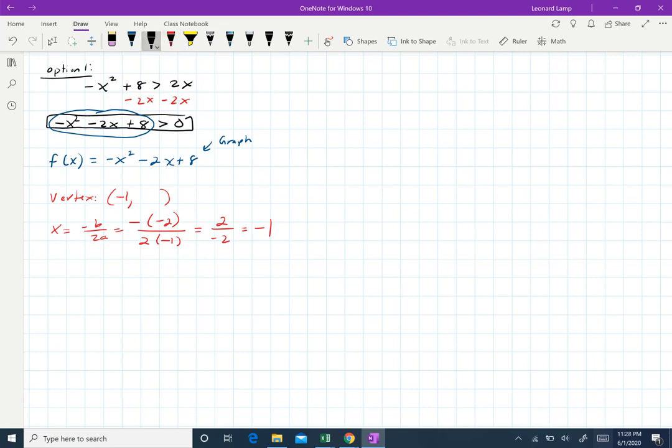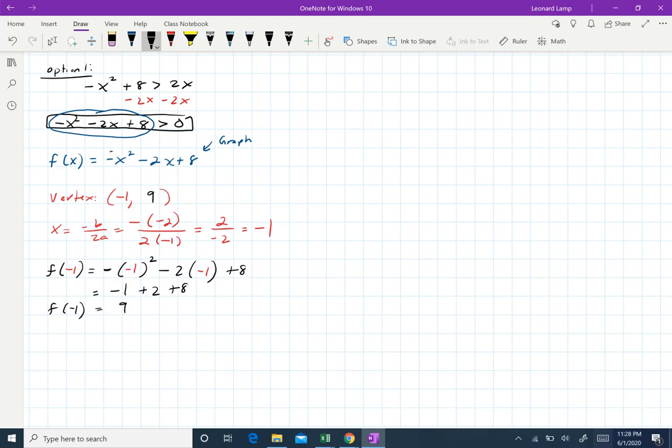Again, to find the y value of the vertex, we're just substituting in negative 1 for all of our x values. So we have negative x squared minus 2 times x plus 8. Simplifying this, negative 1 squared is positive 1, but this negative is chilling on the outside here. So negative 1 plus 2 plus 8 gives me 1 plus 8, so 9. So f of negative 1 is 9, meaning the y value of the vertex is 9.